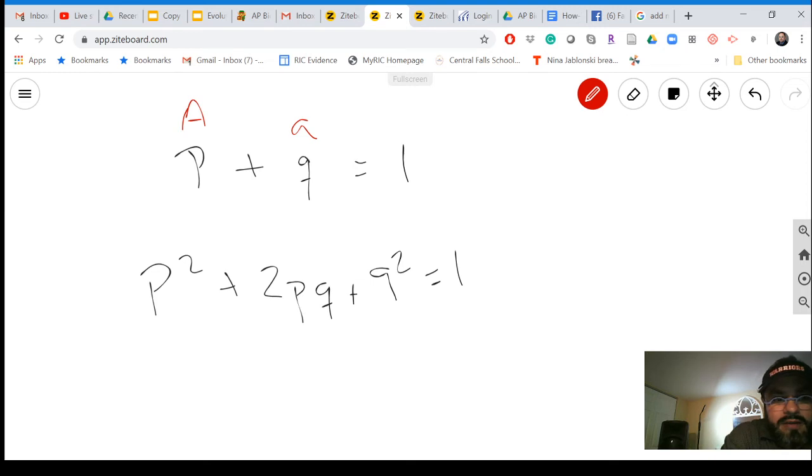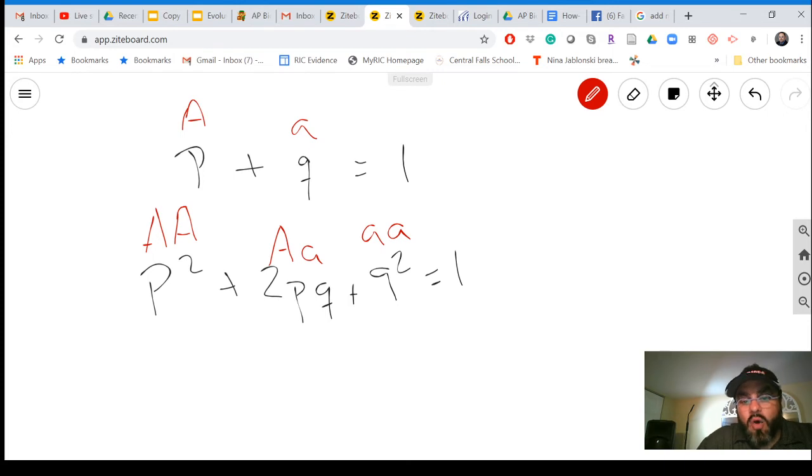P squared then becomes big A, big A, the same thing as saying homozygous dominant. 2PQ is the same thing as saying big A, little a, heterozygous, two different ones. And then Q squared is the same thing as saying little a, little a, or homozygous recessive. So homozygous dominant, P squared; heterozygous, 2PQ; and homozygous recessive, Q squared.